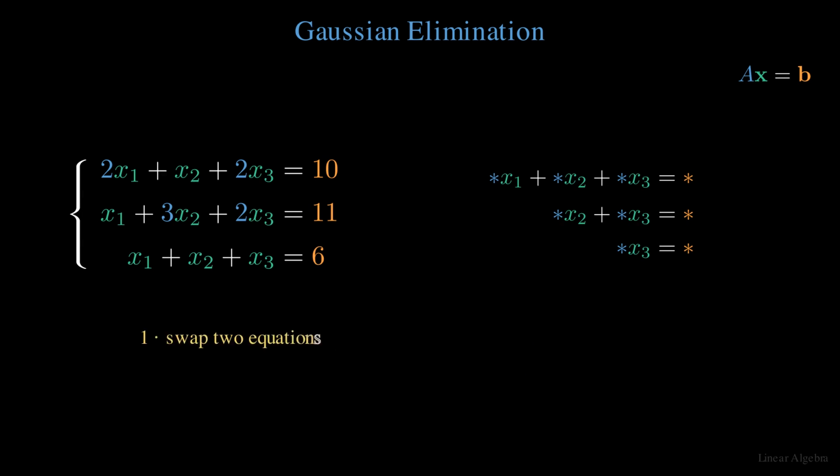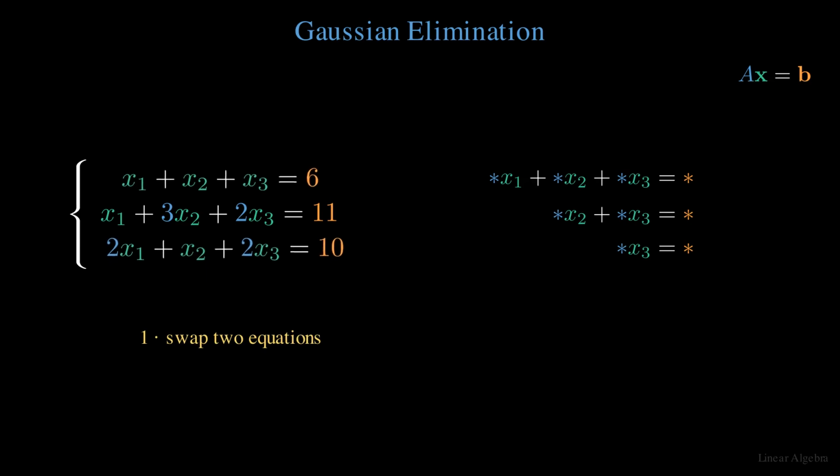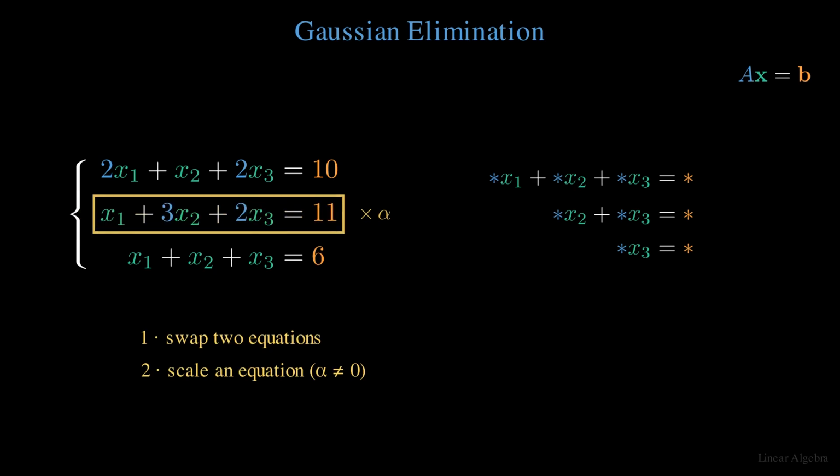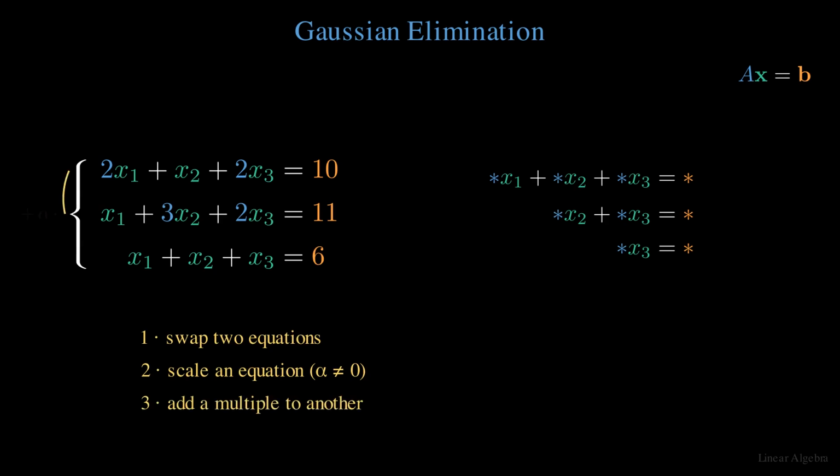Move 1, swap 2 equations. They are the same equations, so the same solutions. Only the order changed. Move 2, multiply an equation by any non-zero number. Both sides scale together, so the balance holds. And move 3, the workhorse, add a multiple of one equation to another. This is the move that will create the zeros.